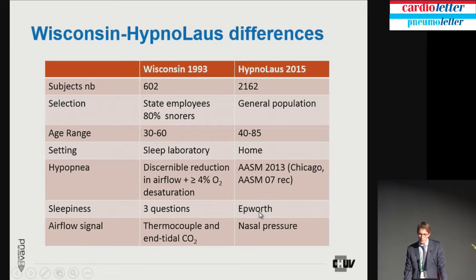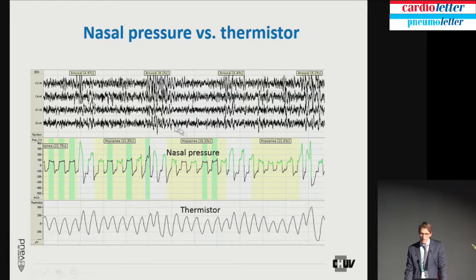The sleepiness was evaluated in different ways, but also a big difference was the way we recorded the nasal. We used this nasal pressure to record the breathing, and you used a thermocouple or CO2, which is less sensitive for hypopnea. So I show you here an example.